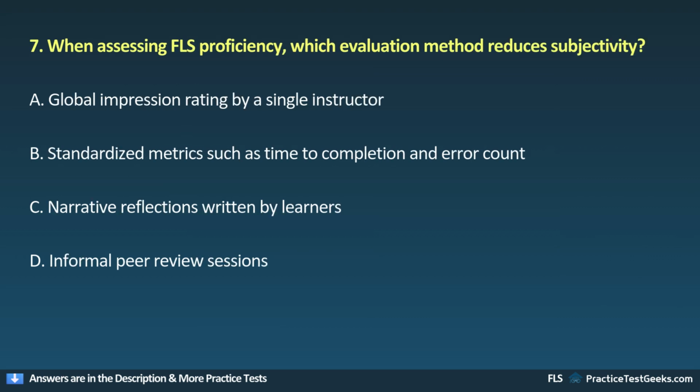7. When assessing FLS proficiency, which evaluation method reduces subjectivity? A. Global impression rating by a single instructor. B. Standardized metrics such as time to completion and error count. C. Narrative reflections written by learners. D. Informal peer review sessions.